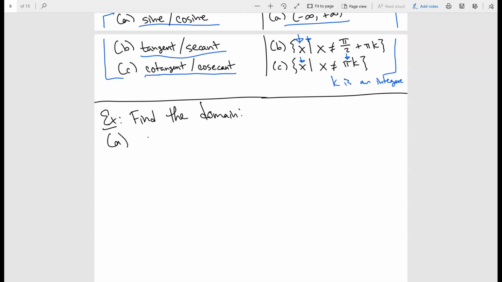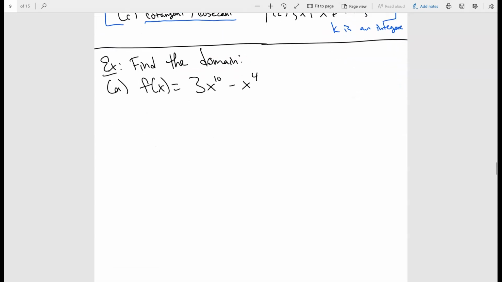So let's start off with this function. f of x is equal to 3x to the 10th power minus x to the 4th power. So what is going to be the domain in this case?